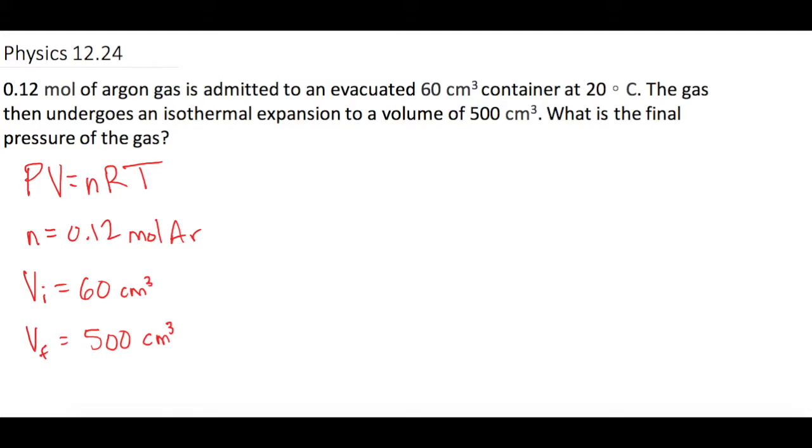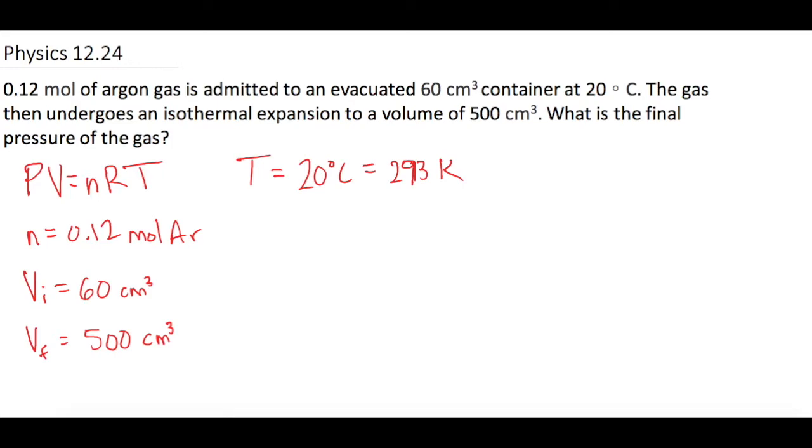They give us the temperature and tell us it's an isothermal situation. So since it's an isothermal process, the initial and final temperatures will be the same. So we have 20 degrees Celsius, and in Kelvin that is 293 Kelvin. All right, and then they ask, what is the final pressure of the gas?